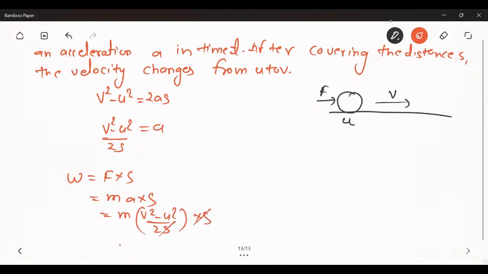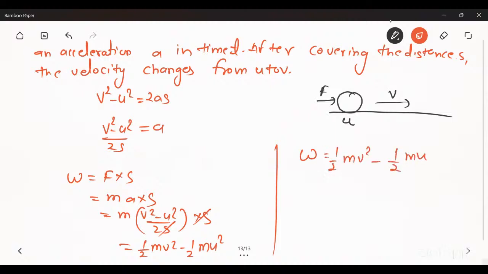So s will be cancelled. So we get half m v square minus half m u square. So work done equals half m v square minus half m u square. Half mv square means kinetic energy final minus kinetic energy initial, which is equal to work done. That means the change in kinetic energy is always equal to the work done on the body.